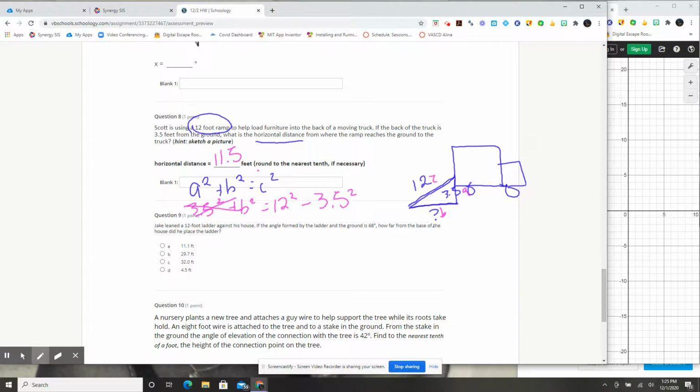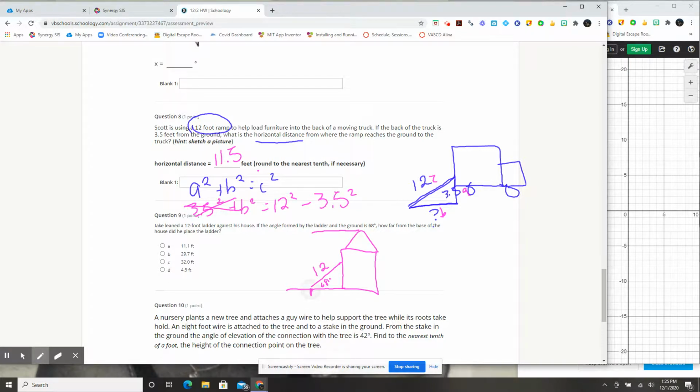Okay. Jake leaned a ladder against his house. So we've got a house. We've got a ladder leaning up against it. Probably a lot of you did this, putting up holiday lights. The ladder is 12 feet. The angle formed by the ladder and the ground. So where does the ladder meet the ground? The ladder meets the ground down here. That's 68 degrees.